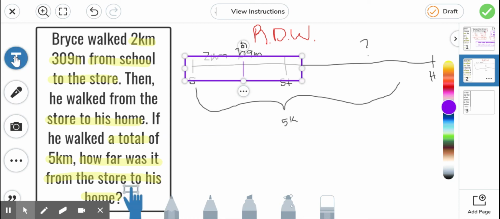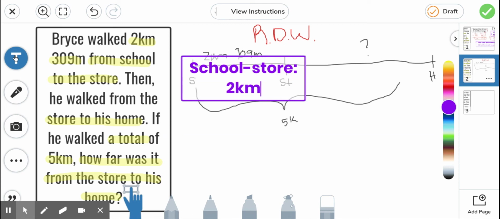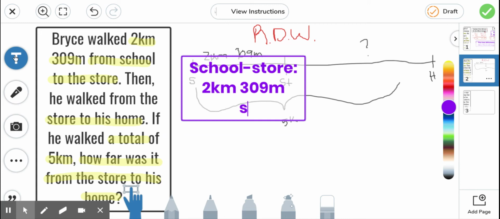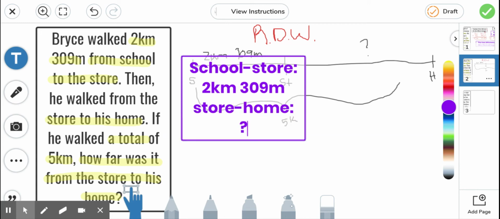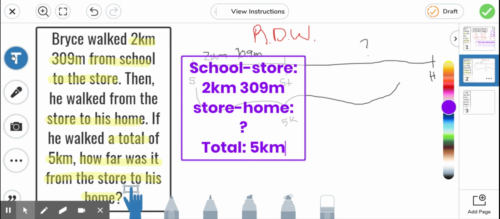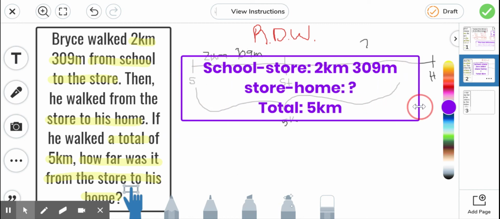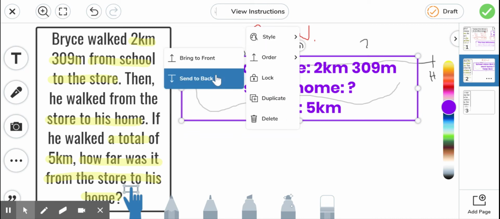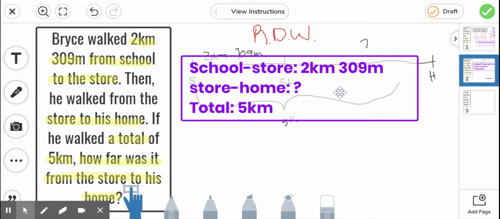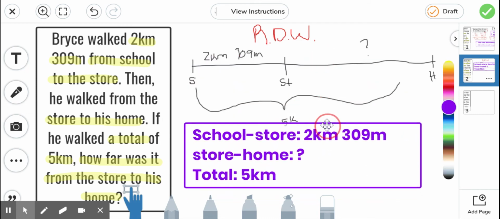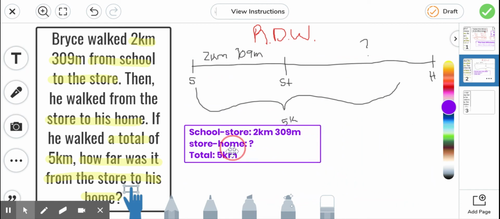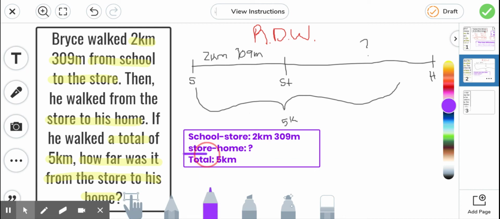Another way that you could set this up is that you could write school to store is 2 kilometers, 309 meters. Store to home, we don't know. The total is 5 kilometers. And then it would look something like this. So if you're used to setting up a problem with labels this way, you can do that also. I'm just going to put a line here. There we go.